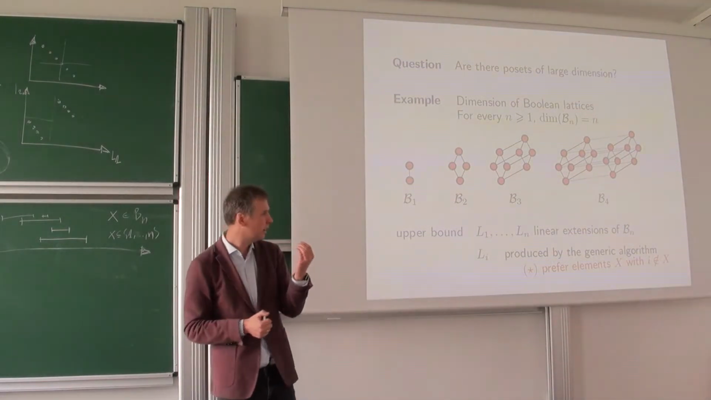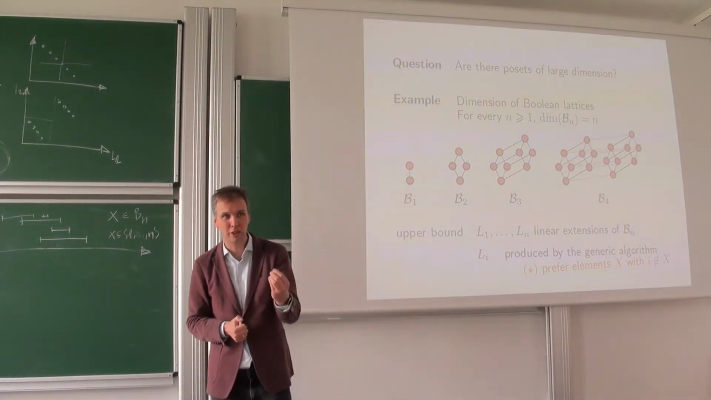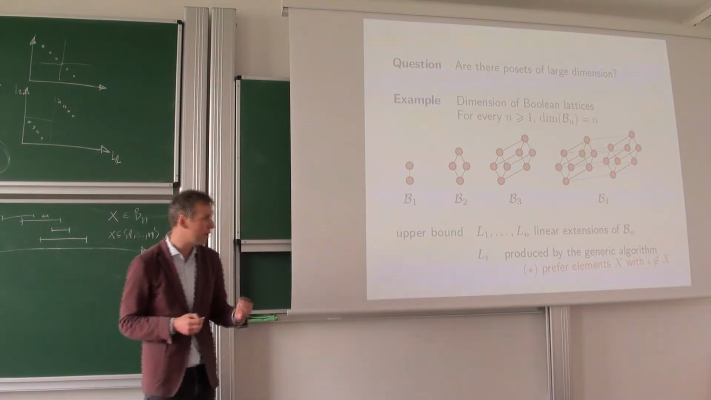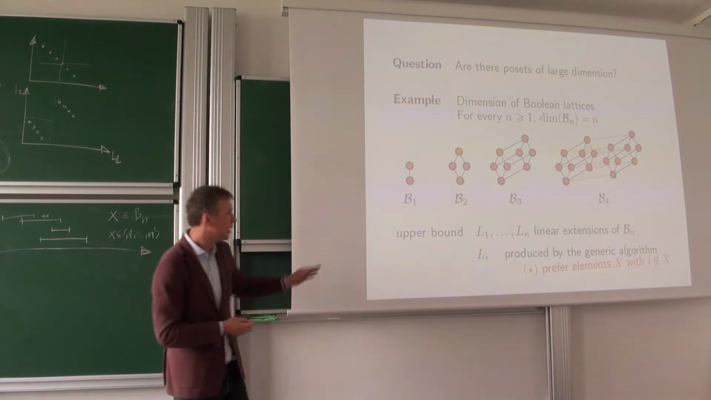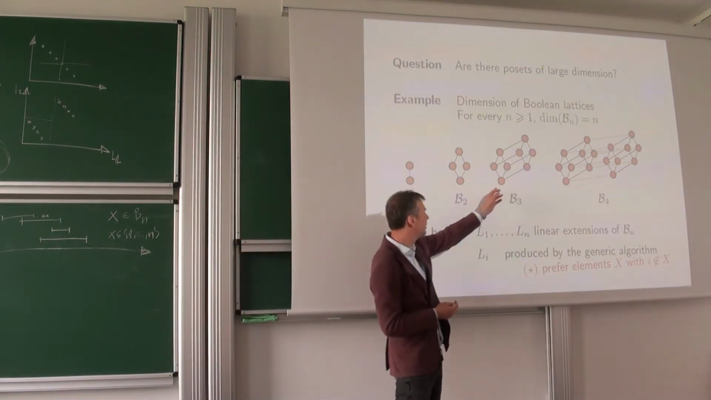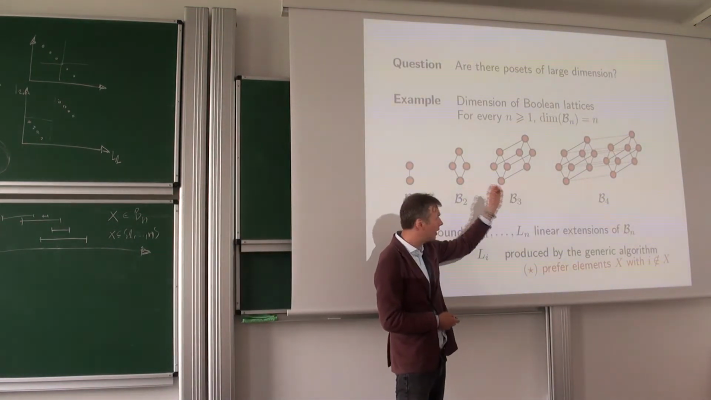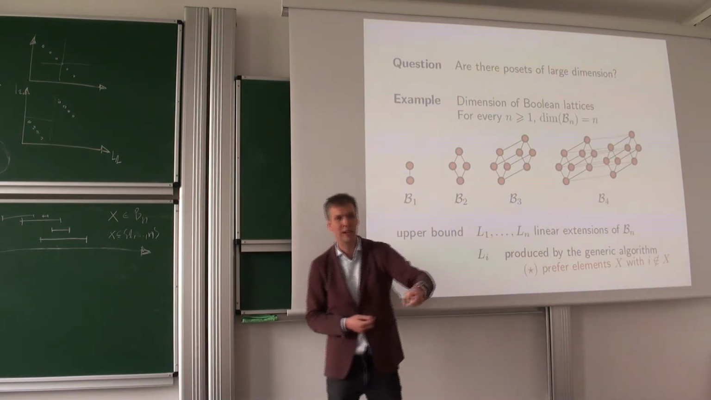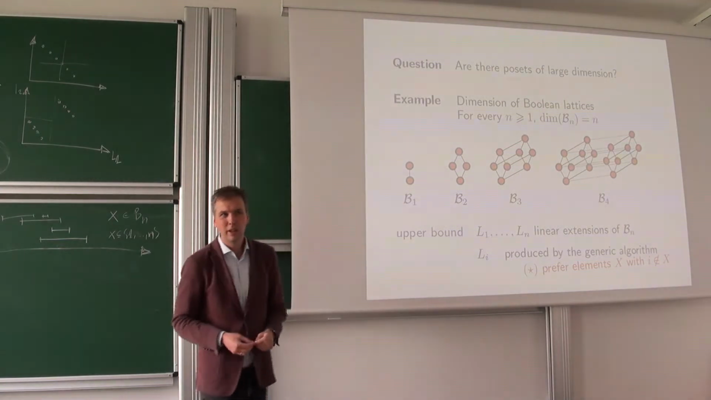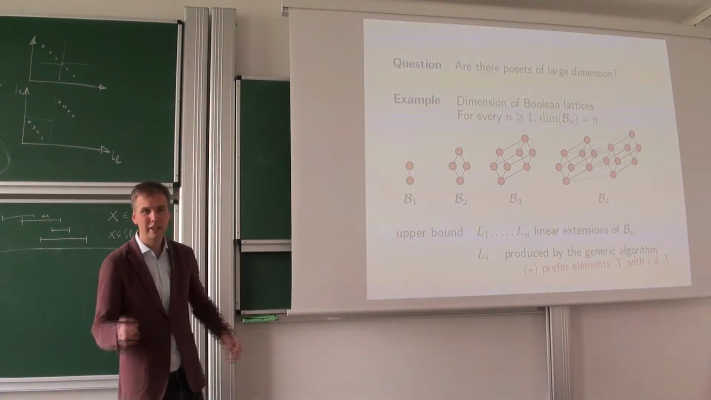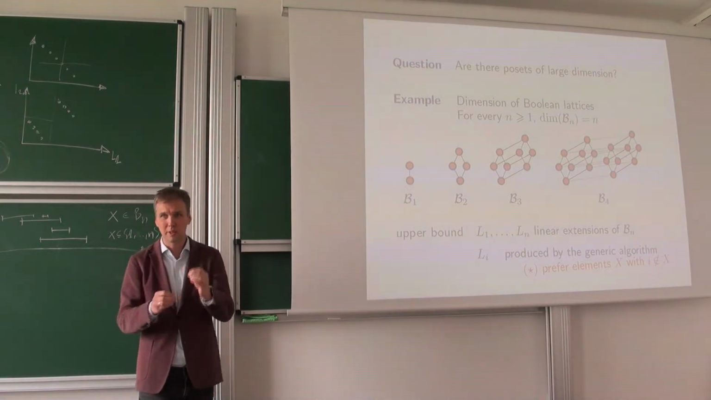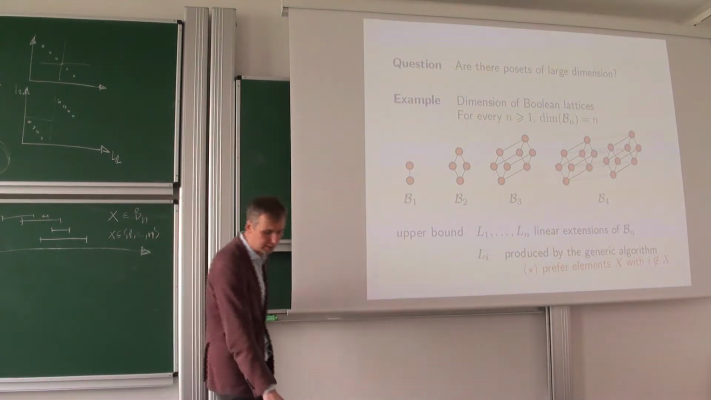So what is Li? Well, I produce it by the generic algorithm, and over there I prefer elements that do not have element i. So I'm trying to read this poset, take a linear extension, but every time I have a chance to take an element that does not contain i, I do it. And there you can see that it's a realizer, that every incomparable pair is reversed. Perhaps we do it in the exercise session.